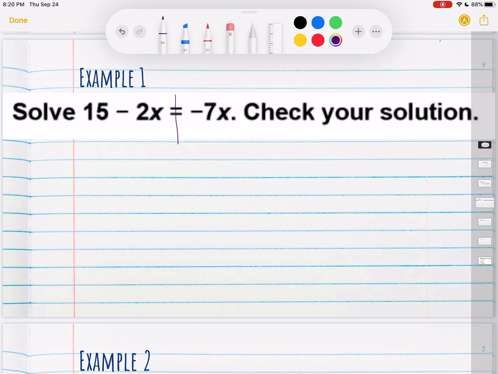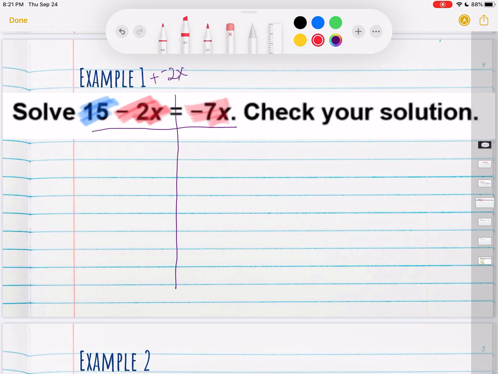So let's just start out by making a nice t-chart. The next thing I'm going to do is look at my terms and classify which ones are constants and which ones have variables. So 15, that's a constant, and this minus 2x, that's a variable. Remember, I'm keeping that minus sign with the 2x. If I wanted to, I could also rewrite that as a plus a negative 2x. But the minus is going to stay with the 2x. And moving on to the other side of the equal sign, that's a minus 7x.